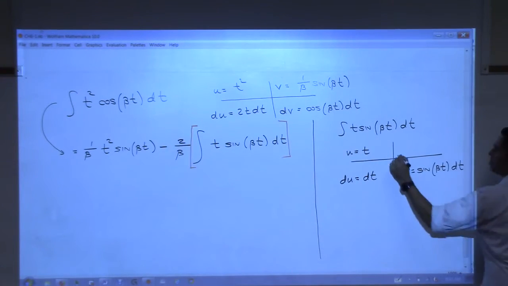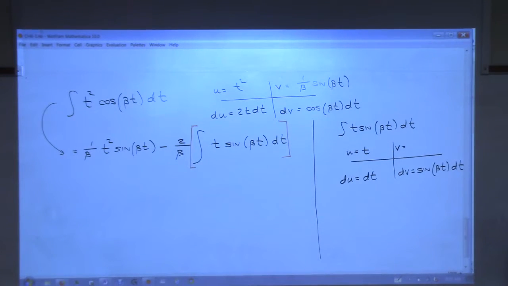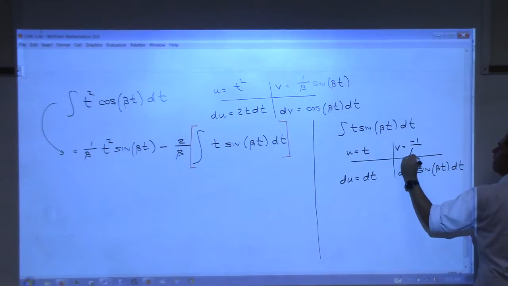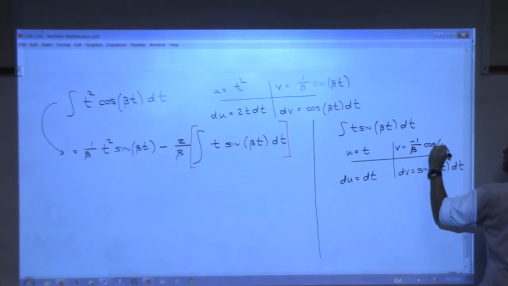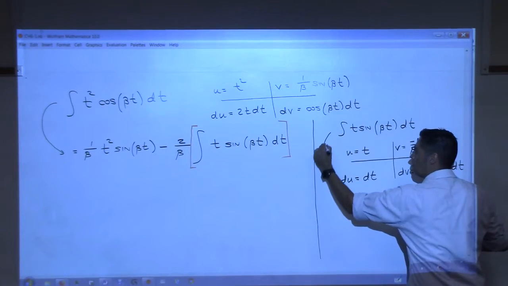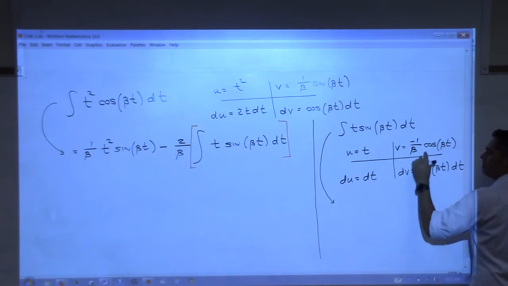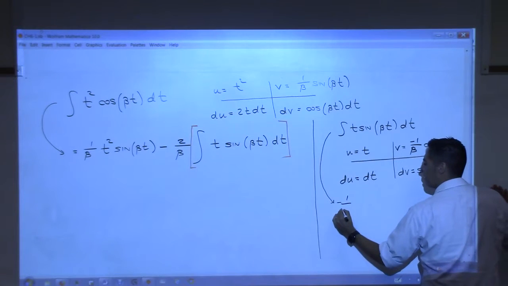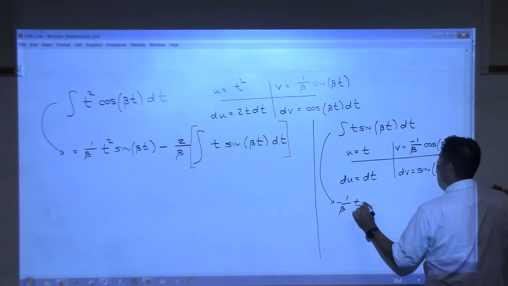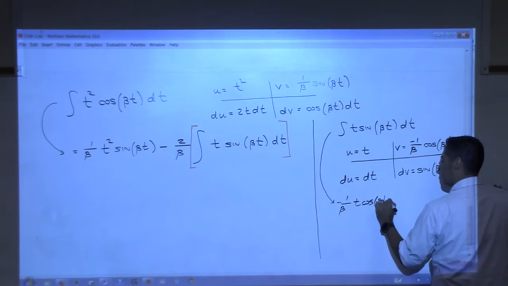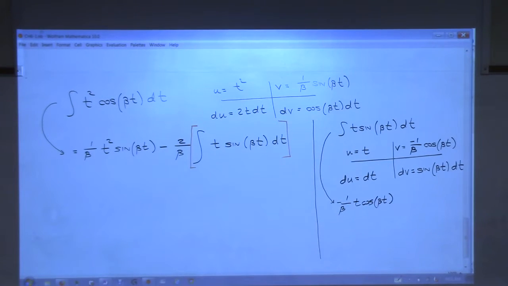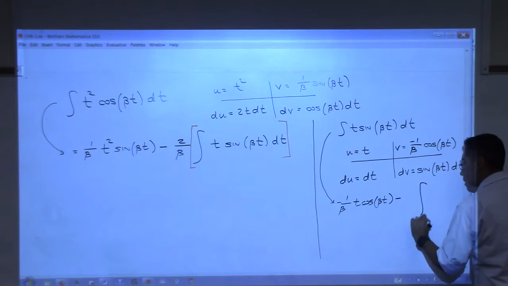And then I integrate this side, and we just talked about this. This will be negative 1 over beta cosine of beta t. That's it. So now, using the integration by parts formula on this integral, I get this times this. So I'm going across here. How about I do it this way? Negative 1 over beta t cosine beta t. That's u, and then minus the integral.